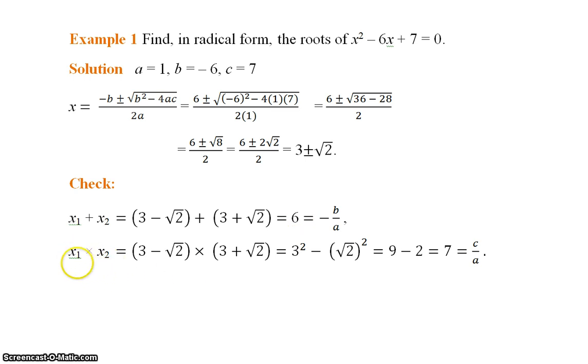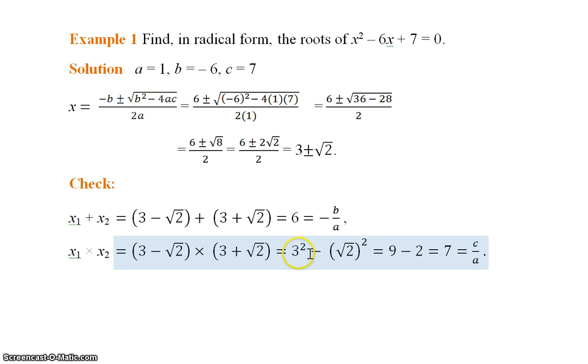The product of the roots, x1 times x2. We must multiply 3 minus square root of 2 times 3 plus square root of 2. In this case, it's better not just to expand the brackets the usual way when you FOIL it, first times first, first times second, second times first, second times second, but to apply a formula, which is called difference of squares.